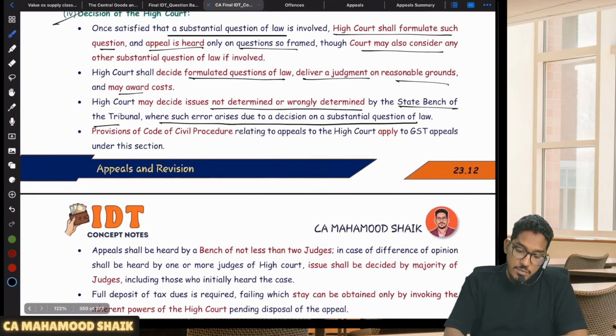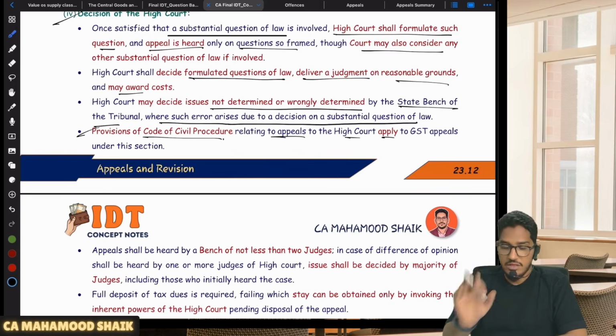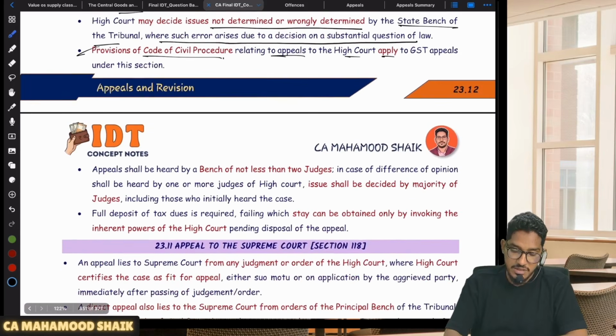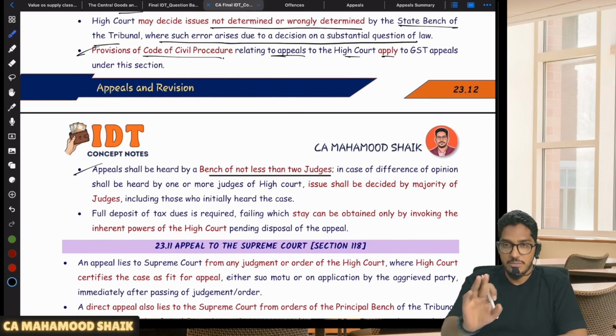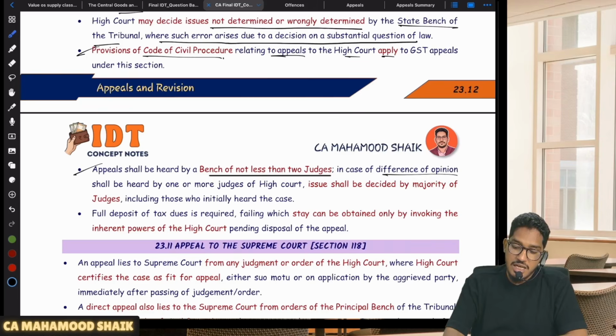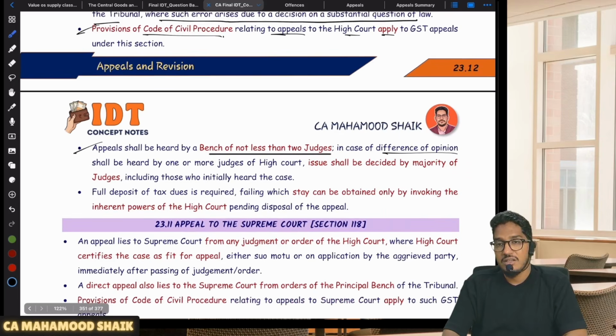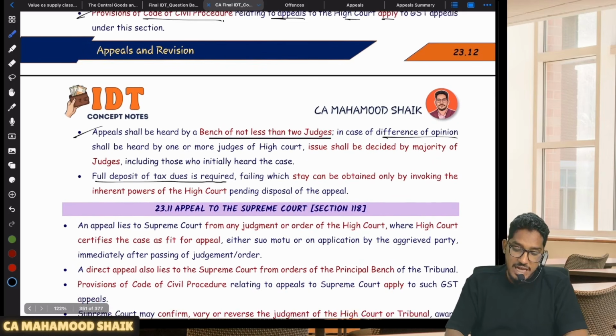Next. Provisions of the Code of Civil Procedure relating to appeals in the High Court will apply. Whatever civil procedures are there, those will become applicable. Appeals should be heard by a bench of not less than 2 judges. In the High Court, that appeal should be heard by a minimum of 2 judges. In case of difference of opinion, what will happen here? One more judge will be placed. You will get the majority and pass the order.